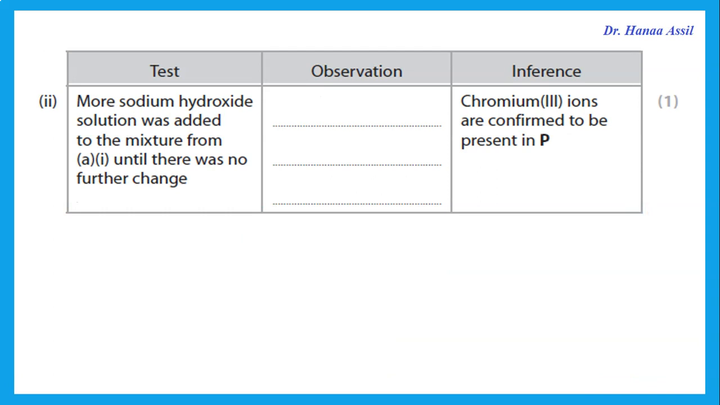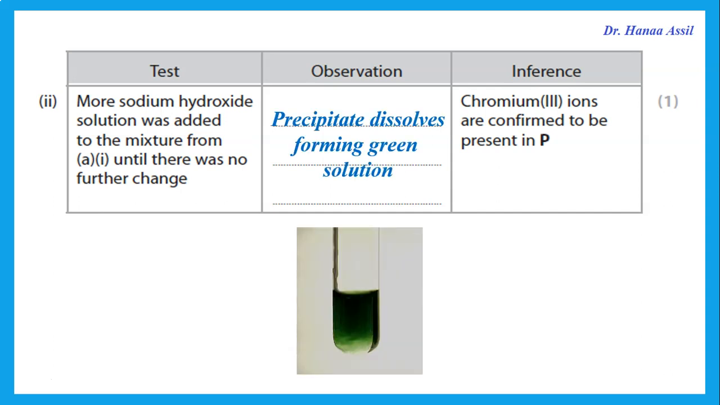Now he's going to add more sodium hydroxide until there was no further change. If there is chromium ions, we get with sodium hydroxide a green precipitate that dissolves in excess, forming a green solution. This is the result we get with chromium. If it were iron 2, the precipitate would not dissolve. So remember the difference between chromium 3 and iron 2: both give a green precipitate with sodium hydroxide, but with iron 2, the precipitate does not dissolve in excess. With chromium, the precipitate dissolves, forming a green solution.